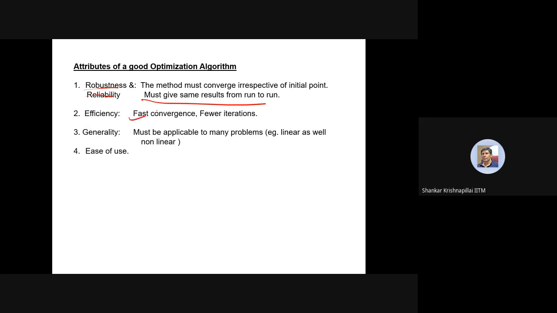Then efficiency means fast convergence in fewer iterations. Generality means it must be applicable to many problems. For example, it must be applicable to linear as well as non-linear objective functions. So if you use something like linear programming method, it can be used only for linear objective functions. If the objective function has non-linear terms, then this linear programming method will not work. So that is not a generalized method. And it must be easy to use.